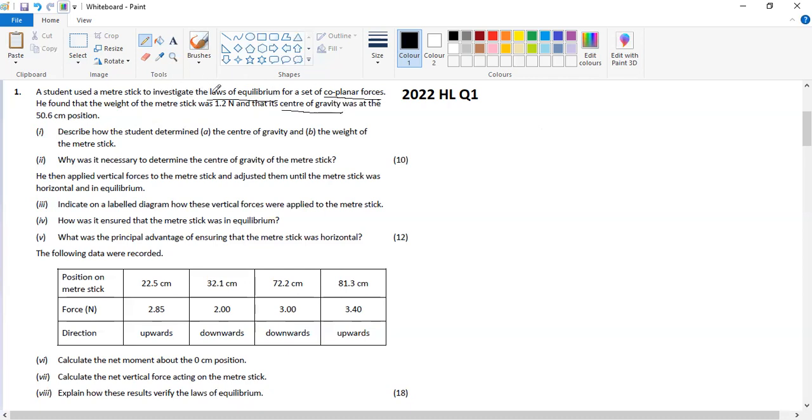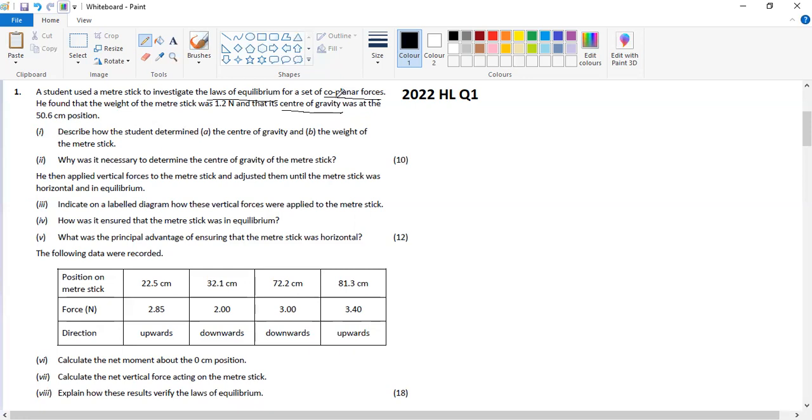A student used a meter stick to investigate the laws of equilibrium. They're going to come up in one of the questions, so I'll explain them when I get to them, but this is telling you the experiment that they're hoping you're thinking of. This is the experiment they're trying to test you on in this question.